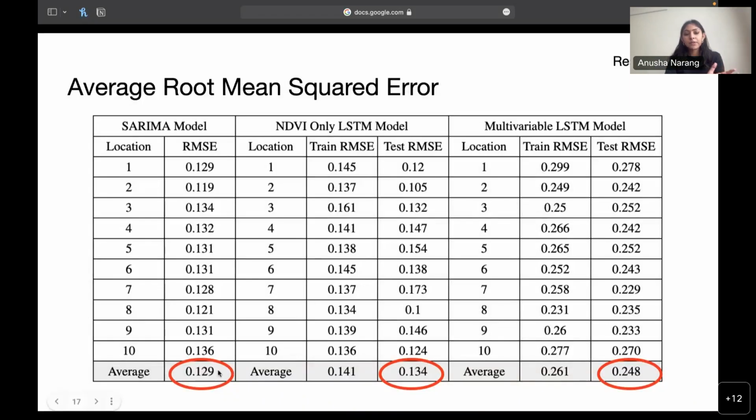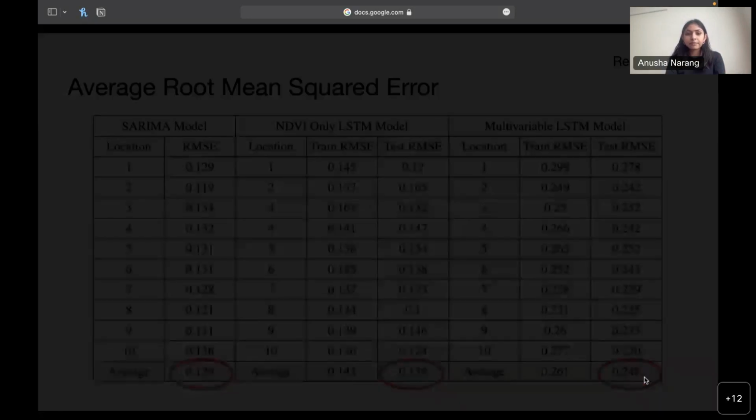And so I've circled the most important values for my results here. As a reminder, root mean squared error was used, and lower root mean squared error values correspond to a more accurate model. And so the SARIMA model had the lowest, and then it was the NDVI LSTM one, and then the last one was the multivariable, so that was the least accurate.